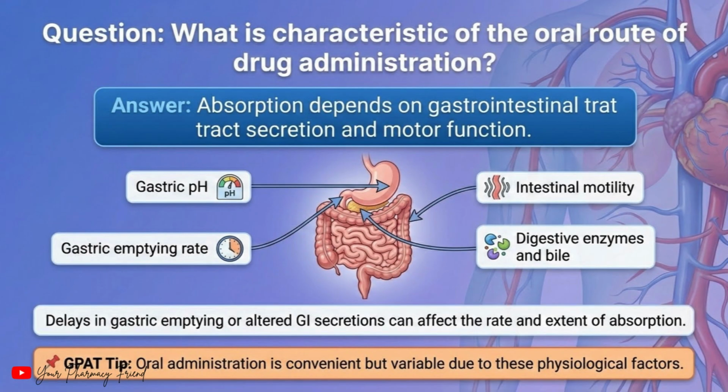What is characteristic of the oral route of drug administration? Absorption depends on gastrointestinal tract secretion and motor function. A key characteristic of the oral route is that drug absorption depends on gastrointestinal tract secretions and motor function. Factors like gastric pH, gastric emptying rate, intestinal motility, and digestive enzymes influence how quickly and completely a drug is absorbed. This makes oral administration convenient but variable in its effects.